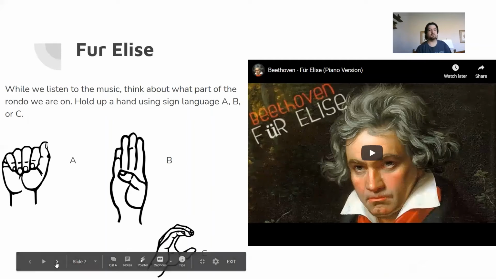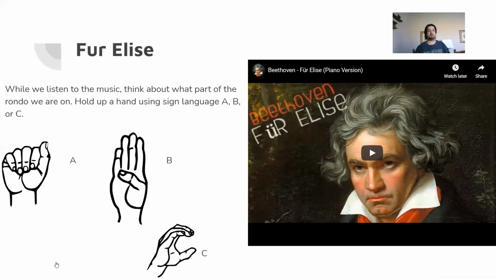So when we are doing this, we're going to hold up hand sign language for A, B, and C. So if we think we're on part A, we hold up our hand like this. This is sign language for A. So if we think we're in the A section, that's the A section. When we go to B, we're going to switch our hands up like this. This is the B section. And when we go to C, we're going to make a C with our hands. That's the C section.